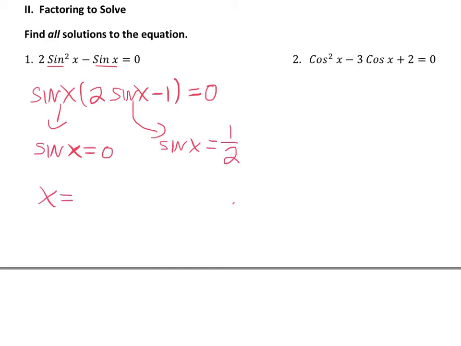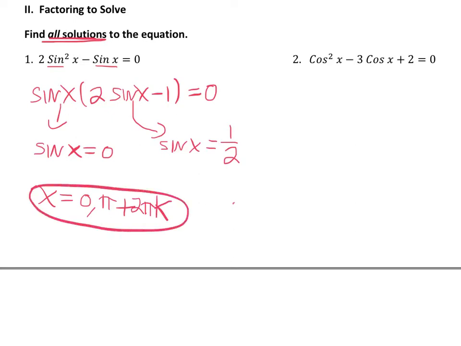So sine of x equals 0. You're asking yourself, where are the y values 0 on the unit circle? And that would be at 0 and pi. The other thing it says is find all solutions, so we're just going to say plus 2 pi k. We add that at the end. So those are some of the answers.